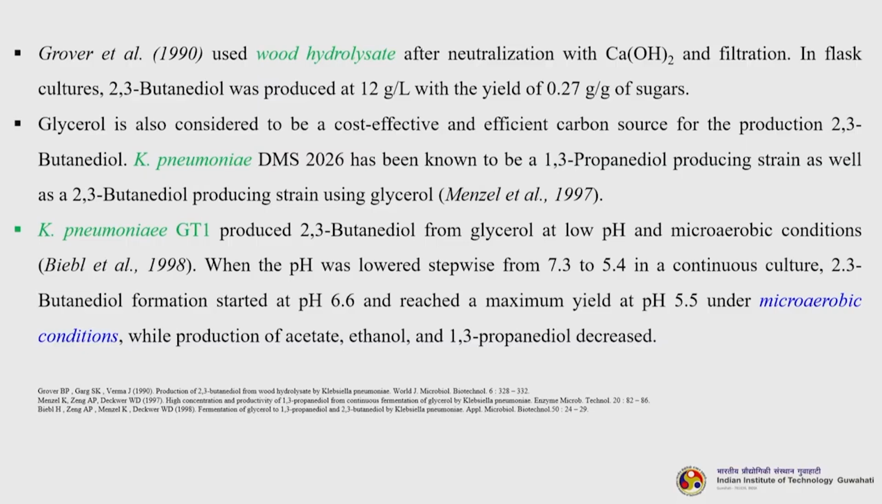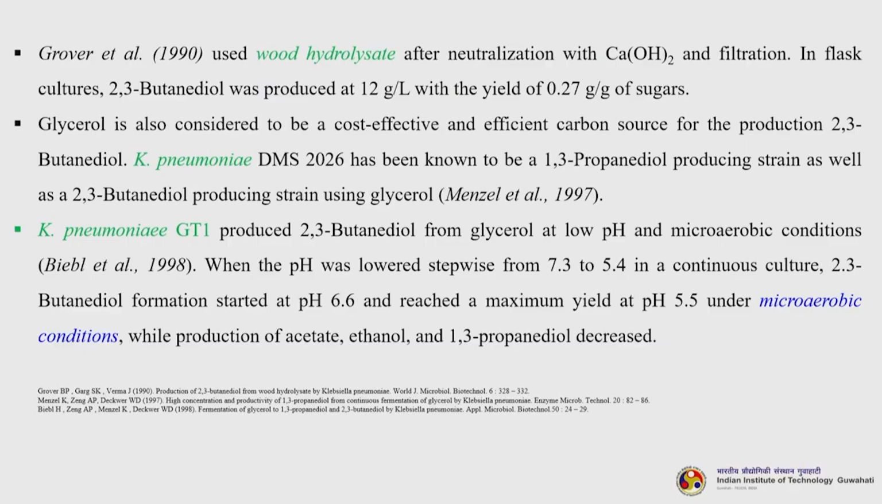Glycerol is also considered to be a cost effective and efficient carbon source for the production of 2,3-butanediol. Klebsiella pneumoniae DSM 2026 has been known to be a 1,3-propanediol producing strain as well as a 2,3-butanediol producing strain using glycerol. This is what we have already seen when we discussed the 1,3-propanediol production at the beginning of our class. So, this Klebsiella pneumoniae GT1 produced 2,3-butanediol from glycerol at low pH and microaerobic conditions.